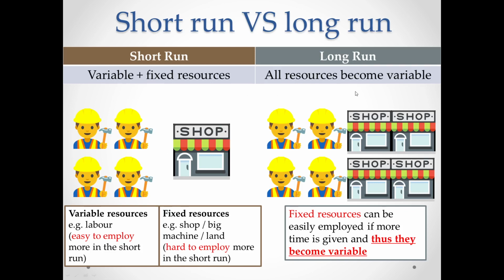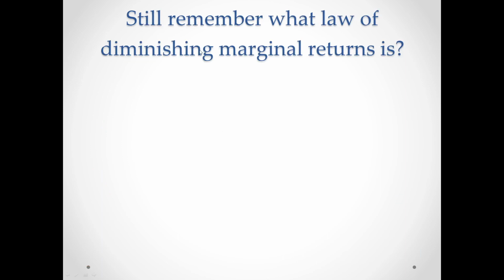This is the concept we need to understand first before we go ahead. Because of this short run and long run, something happens to our firm because of the short run effect, because we cannot increase the amount of the fixed resources. And that is why this happens: the law of diminishing marginal returns.